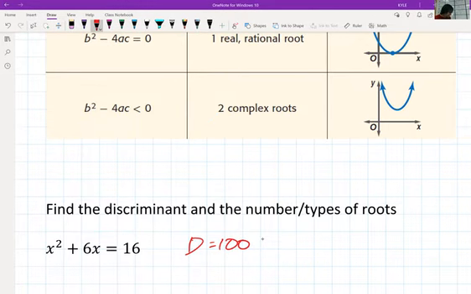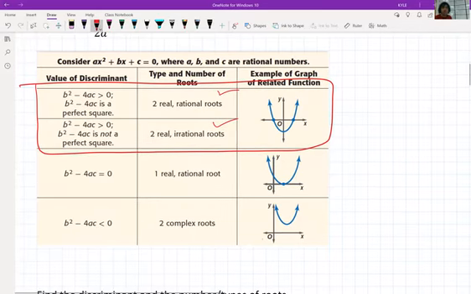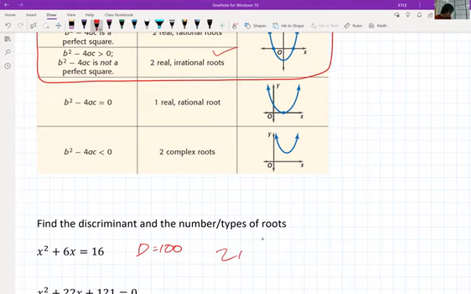And so what does that tell us? It tells us, well, it's a positive number. I can take the square root of that positive number. I'm going to get 2 real roots. So 2 real roots. And like I said, I'm not too worried about the rational, irrational at this point. We know we're going to get 2 real roots.